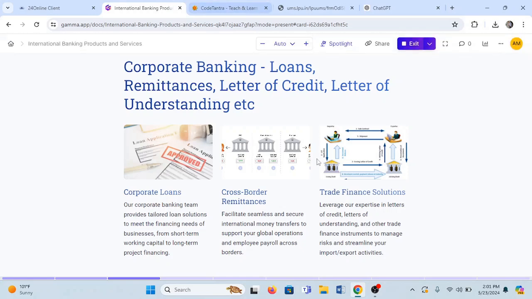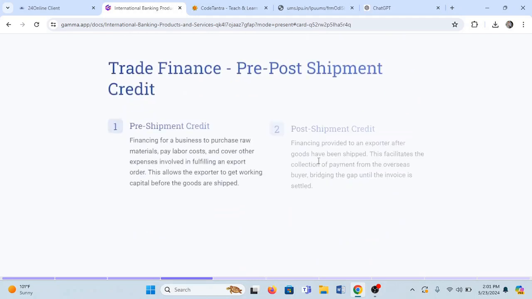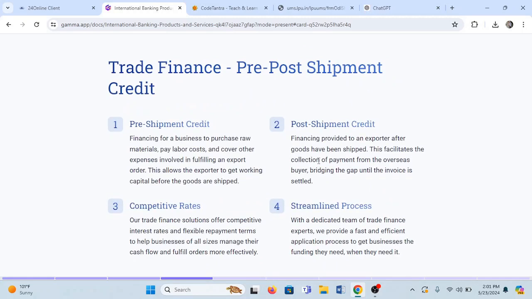Now you see, along with this, we do have a concept called a letter of undertaking. This term was widely used in the case of the PNB Nirav Modi scam. So this was what was actually misused. So corporate loans, cross-border remittances, trade finance solutions. Now you see, these are some of the facilities under the corporate banking division.